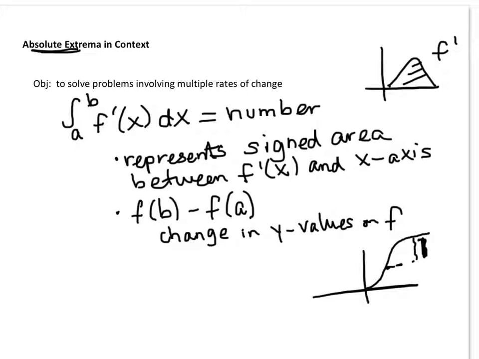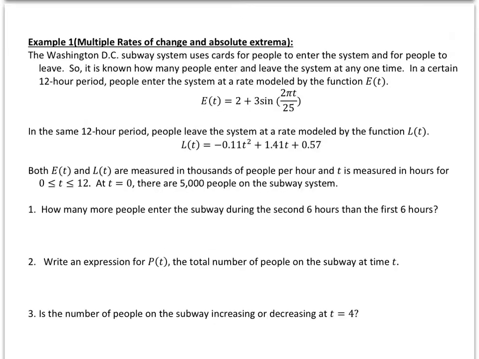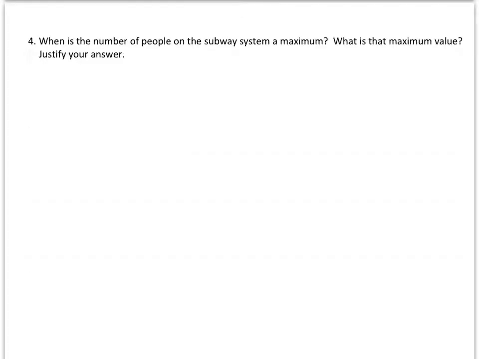Okay, let's look at our first example problem. The first bit of it will seem familiar. Then when we get to this question, we're finally at the question where we're being asked about a maximum. When is the number of people on the subway system a maximum? What is that maximum value?